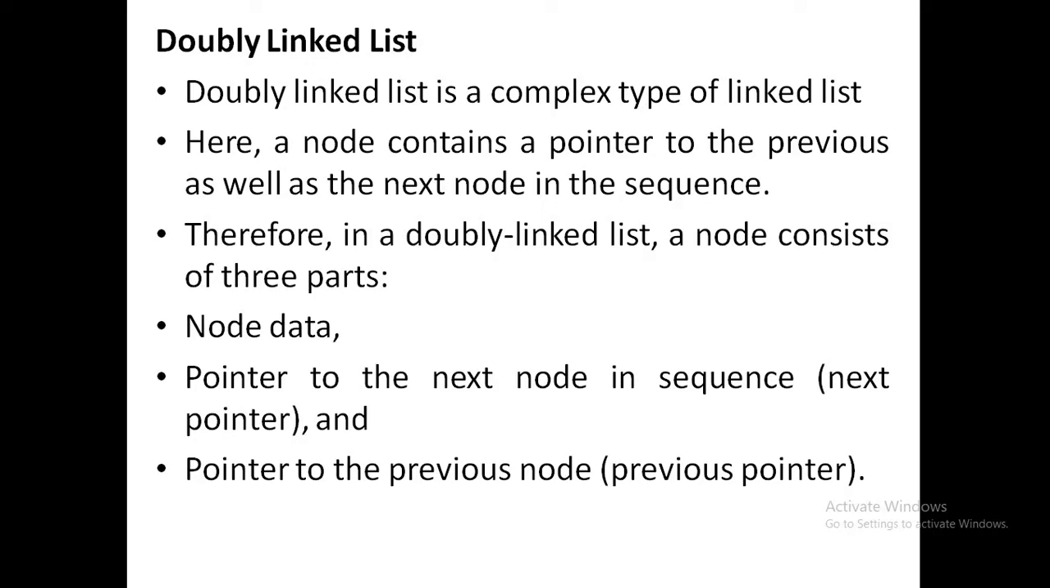Doubly linked list. Doubly linked list is a complex type of linked list. Here a node has a pointer to previous node as well as to the next node, unlike singly linked list which has only a pointer to the next node. Therefore doubly linked list consists of 3 parts, 2 pointers as well as a data node. So one pointer will be pointing to the next node in the sequence which is called next pointer, and the other pointer is pointing to the previous node which is called previous pointer.